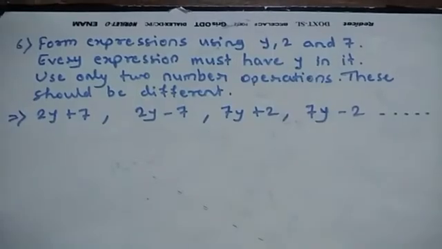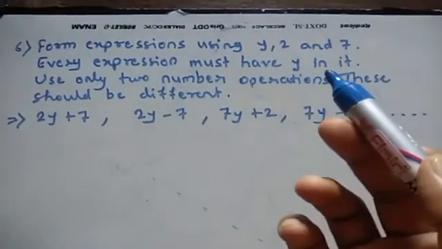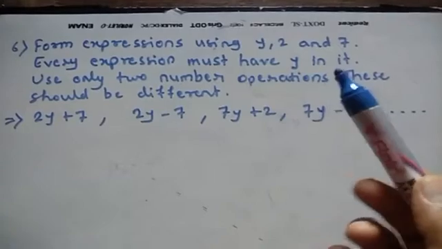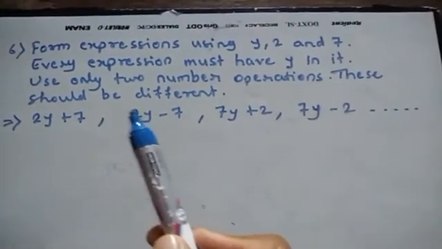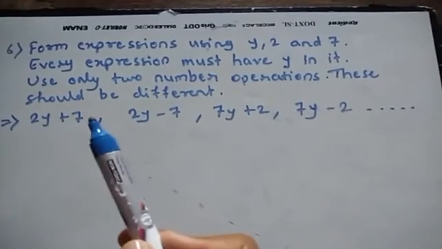See one more question here. Form expressions using y, 2 and 7. Every expression must have y in it, that you remember. Use only two number operations. These should be different. Two number operations we should use. Okay, that you remember.